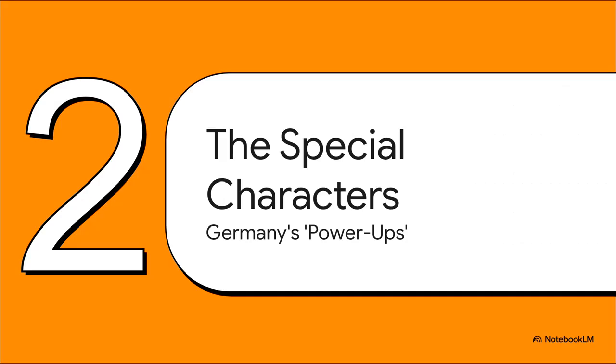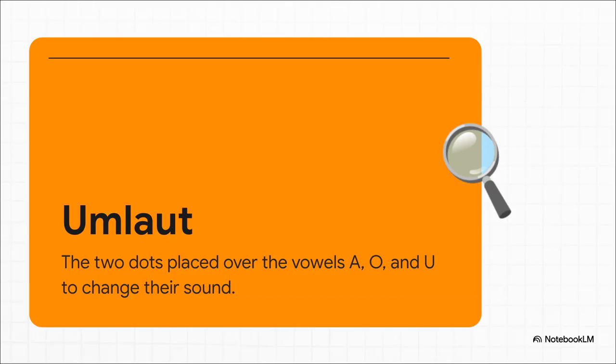Now for the really fun part. German doesn't just stop at 26 letters. It has 4 special characters. I like to think of them as awesome little power-ups that give you some brand new sounds. So, first up is something called an umlaut. What is it? It's just those 2 little dots that you see hovering over a vowel. Its only job is to completely change how you say that vowel. And you'll only ever find it on 3 letters, A, O, and U.